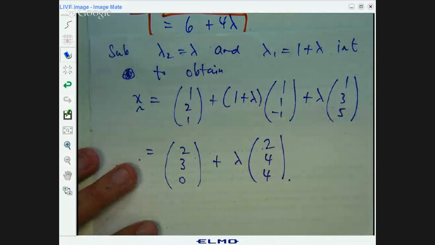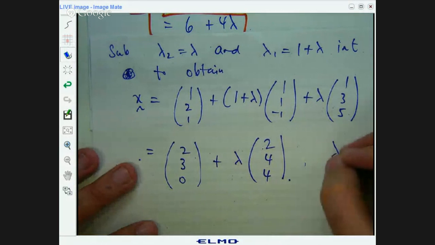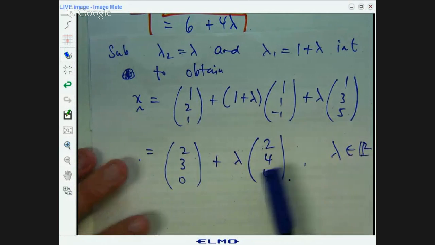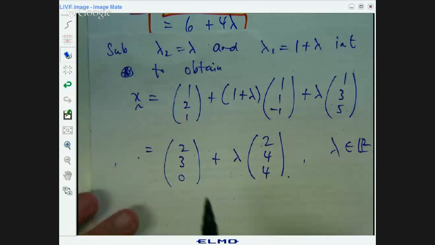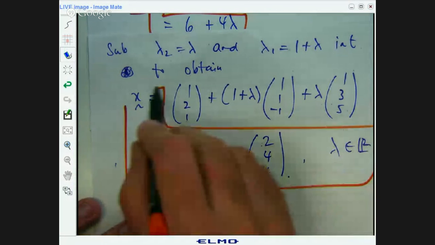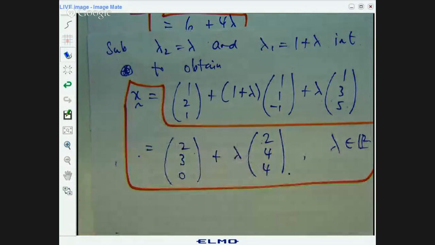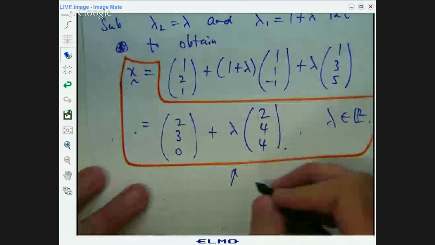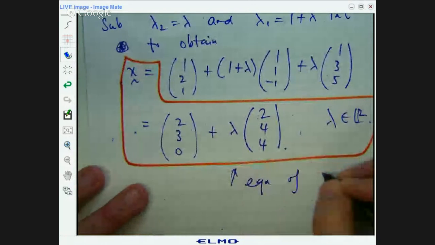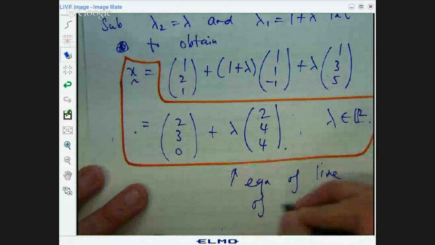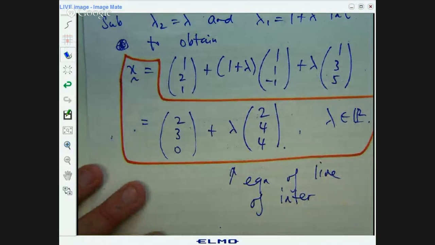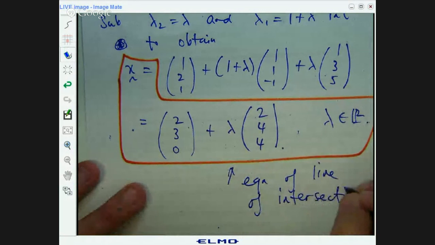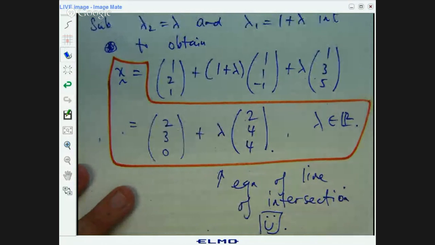So this then is the equation of the line of intersection in vector parametric form. Okay, there it is. Whew.